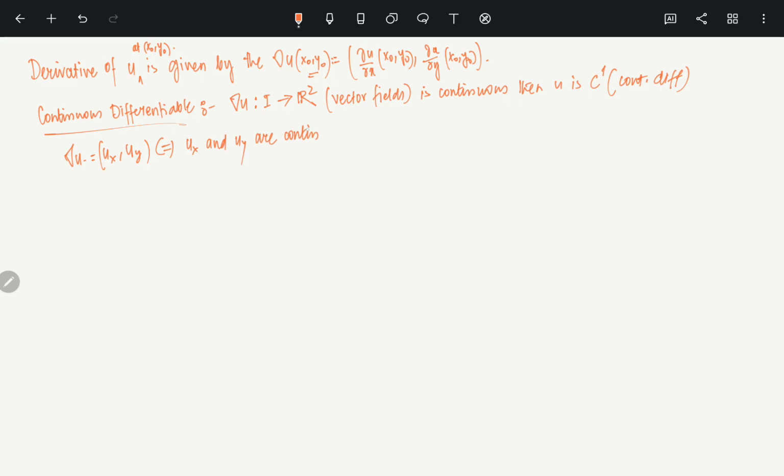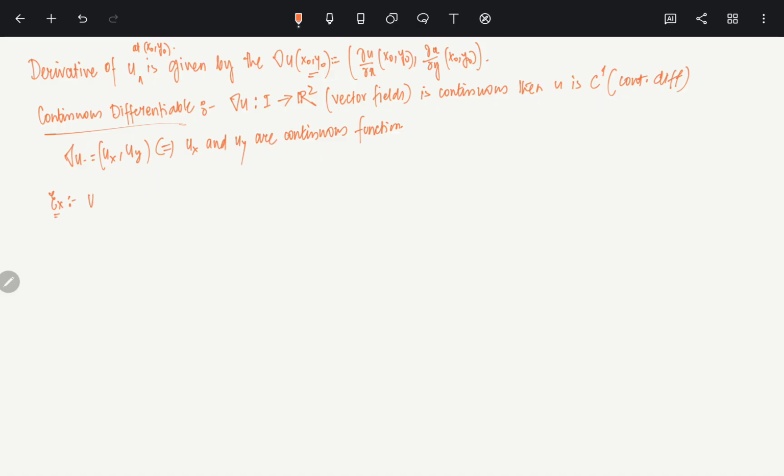So whenever I say that a real valued function is continuously differentiable, I mean that the partial derivatives exist and they are continuous. In 3 dimensions, u with respect to x, u with respect to y, and u with respect to z, all three have to exist and be continuous. That's all. So let's look at an example of a continuously differentiable function.